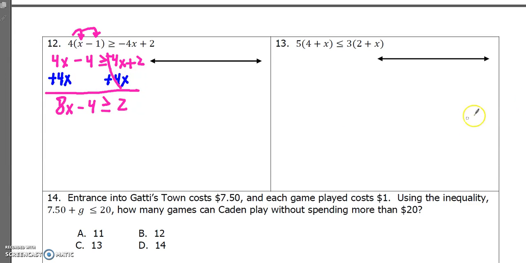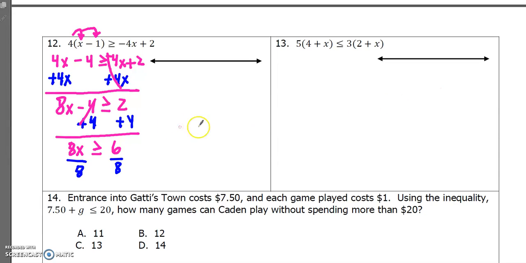My next step then would be add or subtract. I need to get rid of this 4, so I'm going to be adding to get rid of it. So it has gone on the left. It leaves just my 8x greater than or equal to 2 plus 4 is 6. And my last step is to get rid of the 8. This is a multiplication, so that means we are dividing by 8 on both sides. So now my x is by itself. Did I multiply or divide by a negative? No. So my inequality sign is going to stay the same.